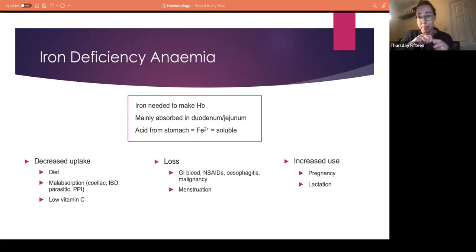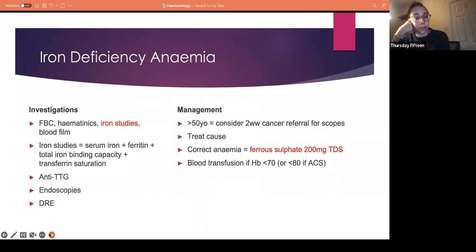So when people are on things like PPIs, which reduce the level of acidity in the stomach, that can predispose them to iron deficiency anemia as well. You can also split iron deficiency the same way that we split the anemia. Reduced uptake, so if you're not eating it, if you're not absorbing it, or if you haven't got vitamin C. If you're losing it more, so if you're bleeding, if you're on NSAIDs, or you've got inflammation in your esophagus, or a cancer, or heavy periods. And then if you're using it more, like if you're pregnant or lactating, that will make you iron deficient.